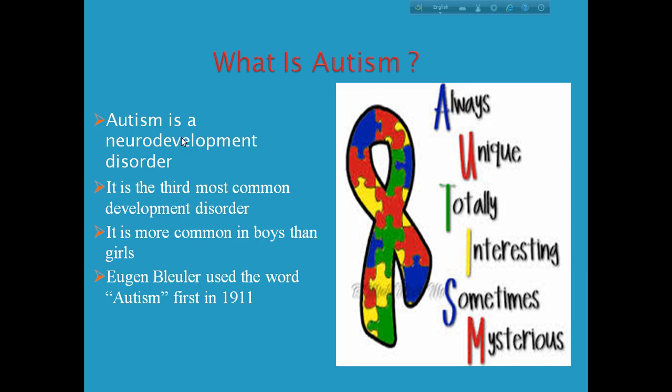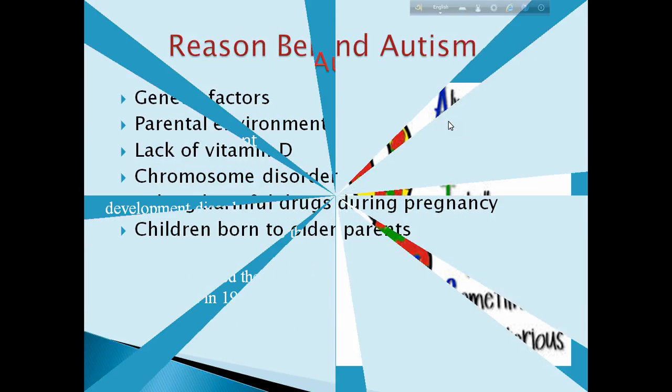Swedish doctor Eugen Bleuler used the word autism for the first time in 1911. In 1940, researchers in the US began to use the term autism to describe children with emotional or social problems. The full meaning of autism can be always unique, totally interesting, sometimes mysterious. There you see, the picture is describing the full meaning of autism. So, we came to know about autism. Let's move on to our next slide.